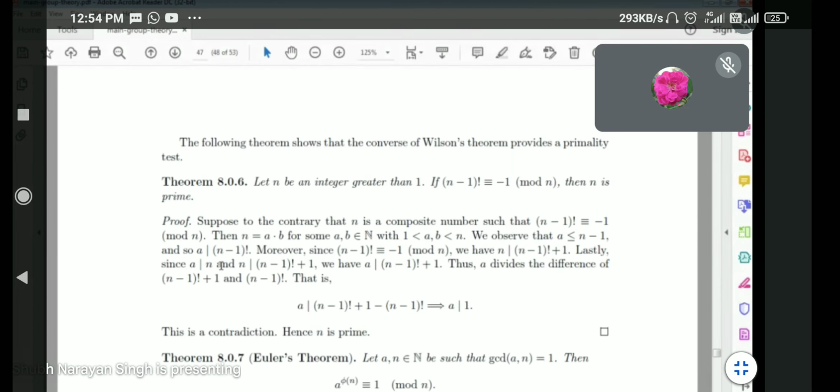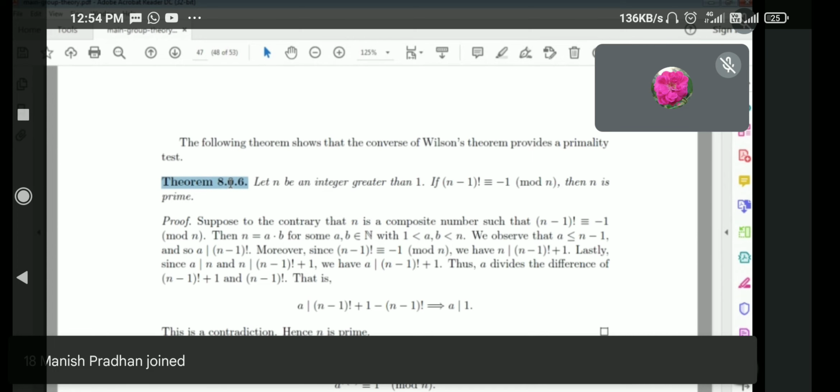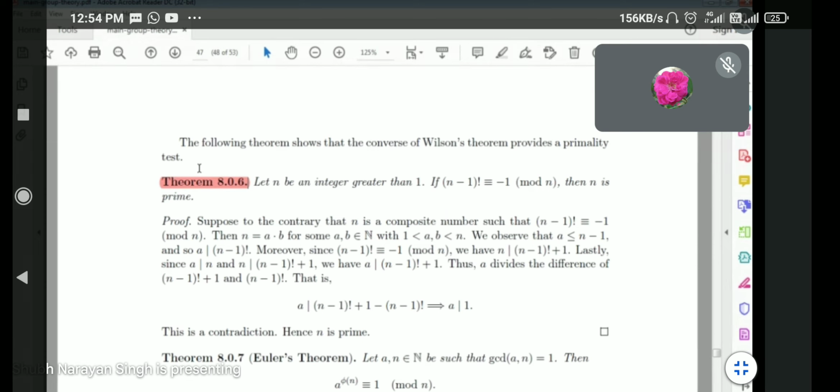Now, I included this result this morning. The Wilson theorem says that if you have a prime number p, then that prime number p divides (p minus 1)! plus 1. Now, conversely, suppose we have any positive integer n greater than 1, and that n divides (n minus 1)! plus 1, then that n must be a prime number.